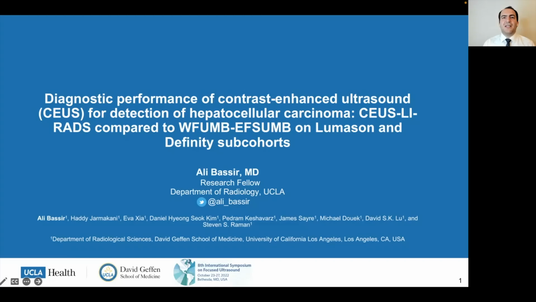I would like to present our study, which is Diagnostic Performance of Contrast Enhanced Ultrasound, or CEUS, for detection of hepatocellular carcinoma: CEUS-LI-RADS compared to WFUMB-EFSUMB on Lumason and Definity subcohorts.